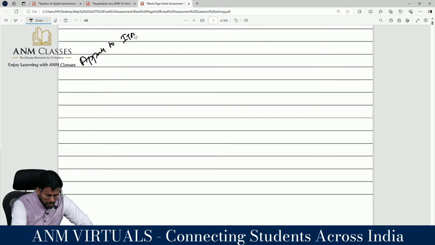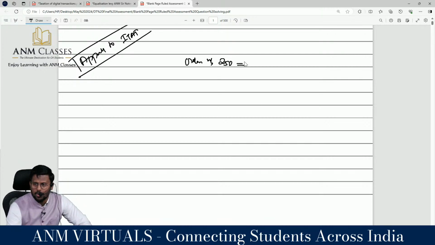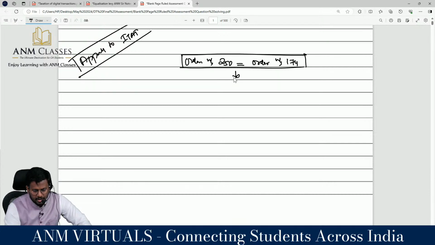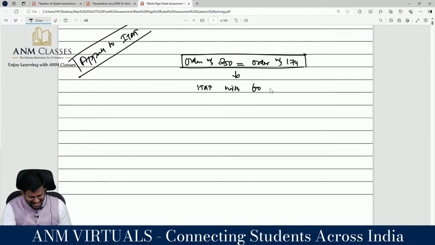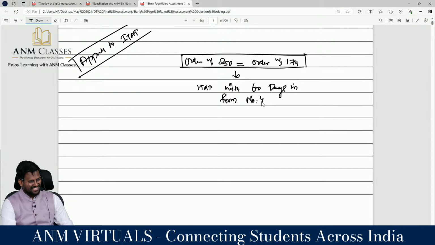Appeal to ITAT. If you don't like the order passed under section 250, so the order under section 250 is equal to the order under section 174. If you don't like this order, my dear lovable students, don't worry. You can go and knock the doors of ITAT within 60 days. Within 60 days, in form number 3 or 4? 4. So ITAT in form number 4.